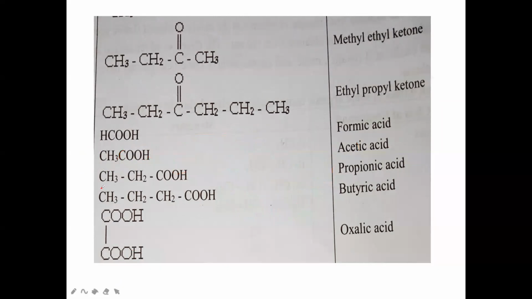Next, another molecule. Check it here. In this case, CH3, CH2, COOH. How many carbon atoms in the parent chain? 3, so prop. Between the carbon atoms, only single bond is there. So propan. And COOH indicates what? Oic acid. No need to say 1-oic acid, simply oic acid. So propanoic acid is the IUPAC name of this molecule.